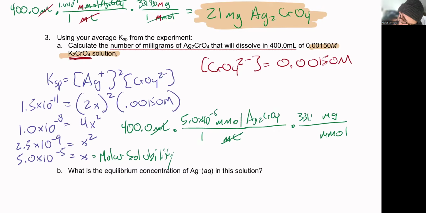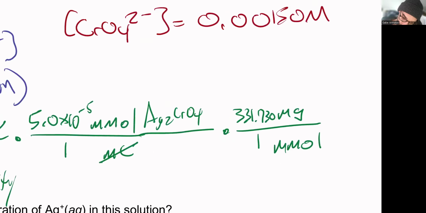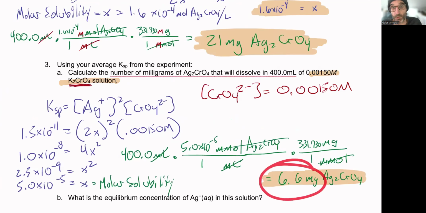331.73, I'll zoom in, 730 milligrams per 1 millimole. Millimoles of chromate cancels, and I am left with milligrams. So do the math, 6.6 milligrams of Ag2CrO4. So we end up with only 6.6 milligrams. And again, the solubility should decrease, and it absolutely did. 6.6 from 21. So it makes sense because I already had a common ion present, so I should produce less.